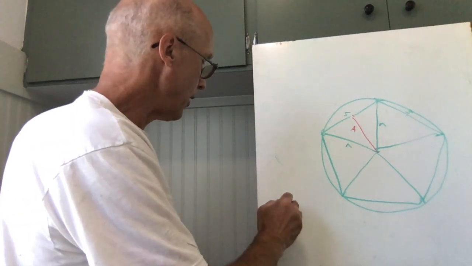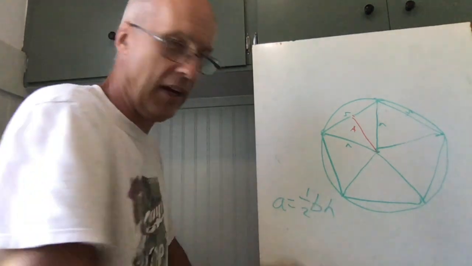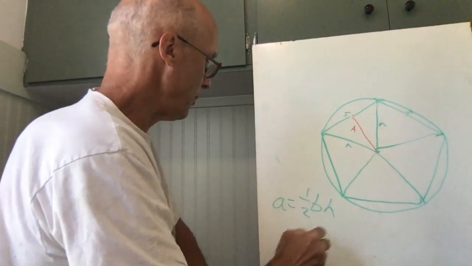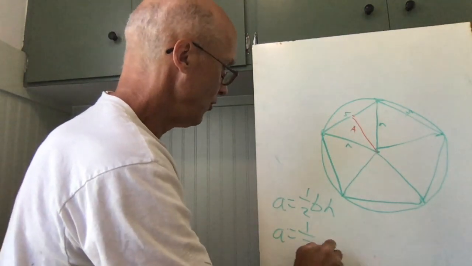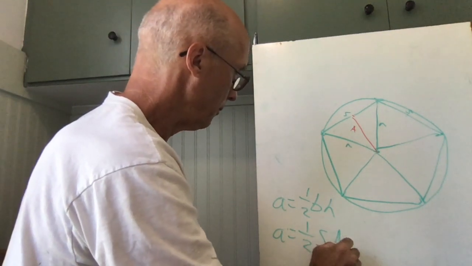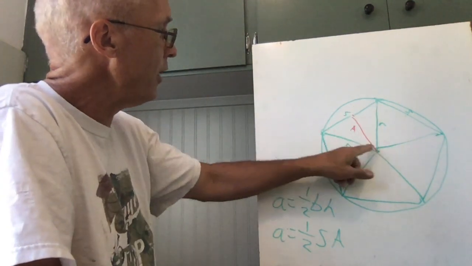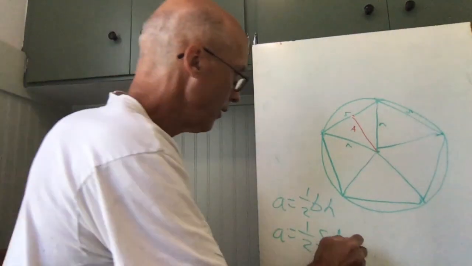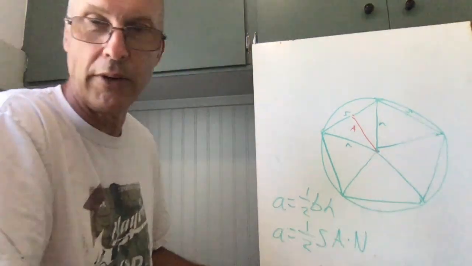And you know that the area of a triangle is 1/2 base times height. But in our little triangle here, the base is going to be the side. So area equals 1/2 the side of the polygon times the height, which is the apothem. And that's only going to give you one triangle, so we want to multiply it by the number of triangles, which is the number of sides of your polygon.